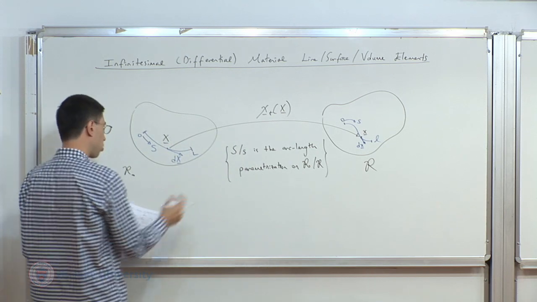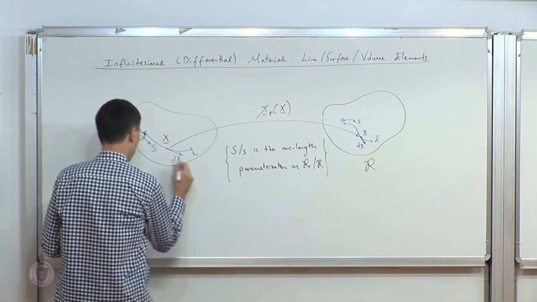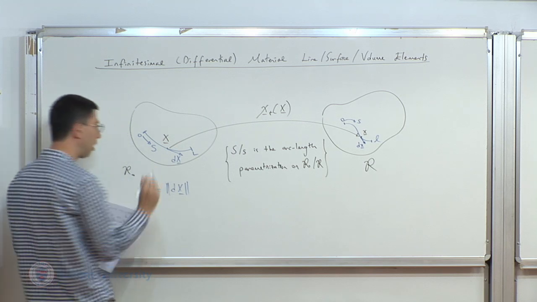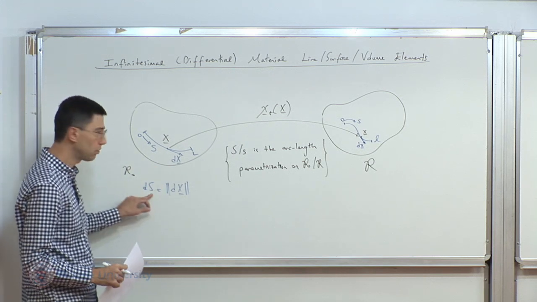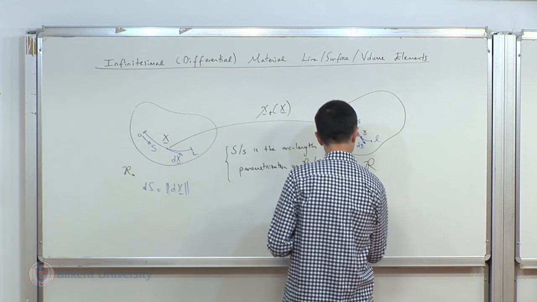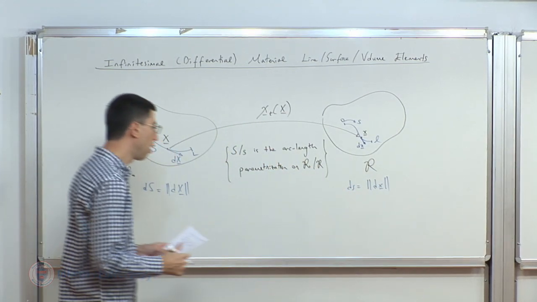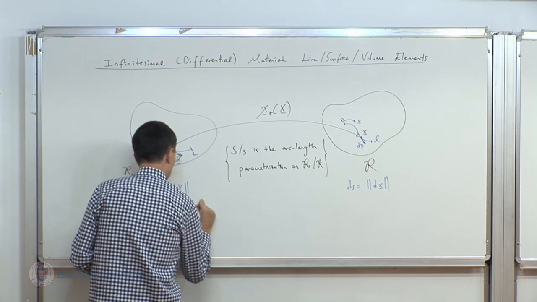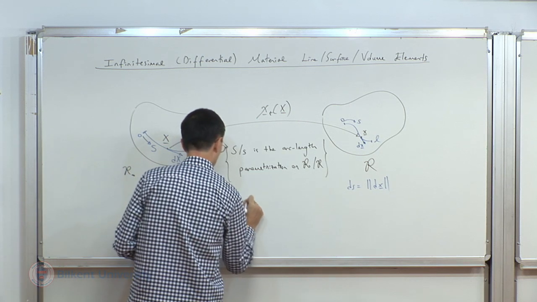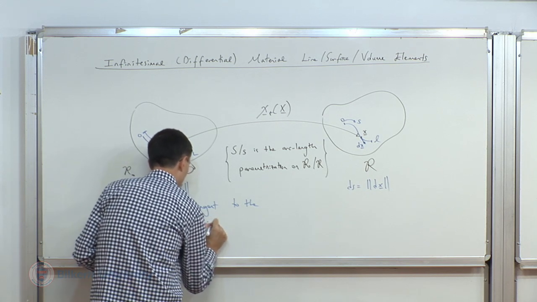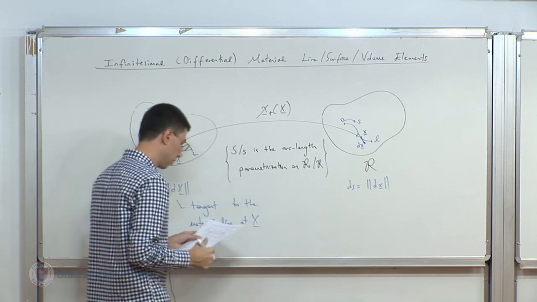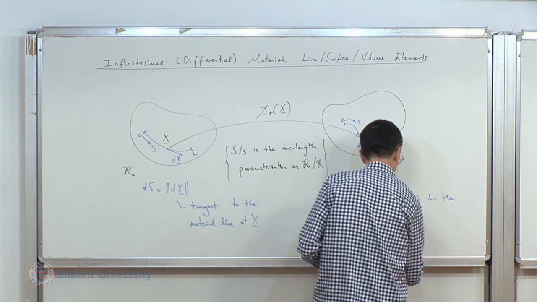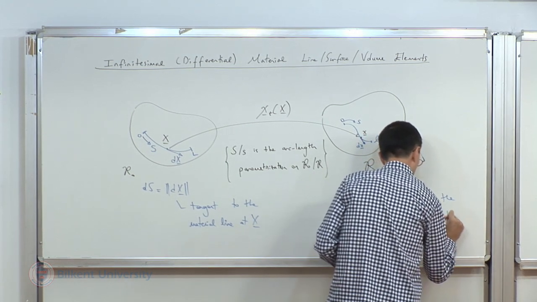Another way to express that association with the material points is to think of or assign this vector, d capital X, its magnitude. And this magnitude is going to be an incremental distance along the undeformed configuration. So incremental arc length. And likewise, I can do the same here. I can introduce the incremental arc length, which is going to be nothing but the magnitude of that vector. So this dX is tangent to the material line at X. And likewise, d small x is tangent to the material line at small x.